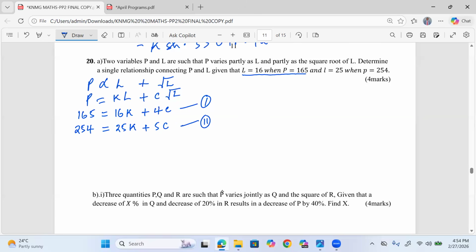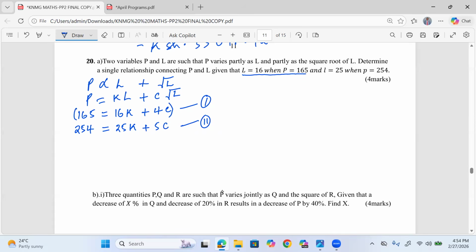Roman 2. We can use any methods to solve this. I would prefer the substitution method, but because we used substitution in the first question, number 17, allow me in this question to just use the elimination method, whereby we want to eliminate C.